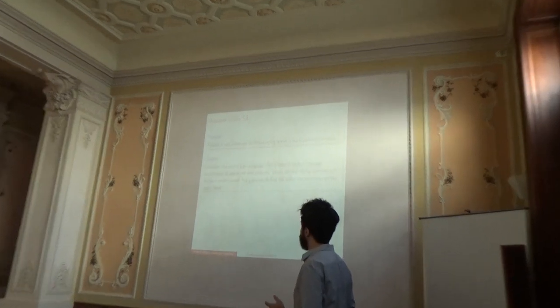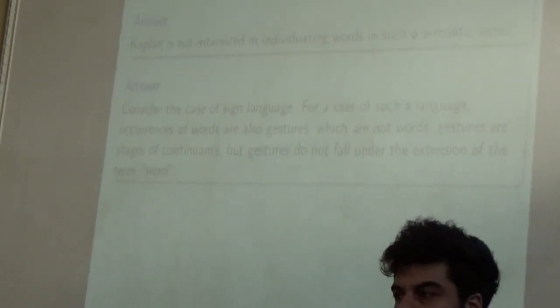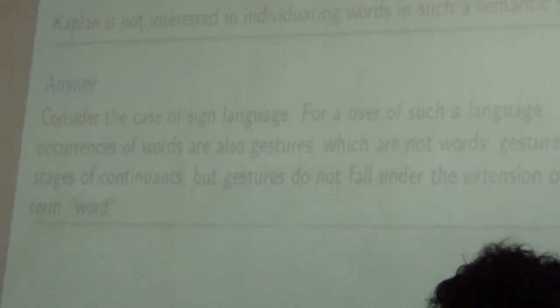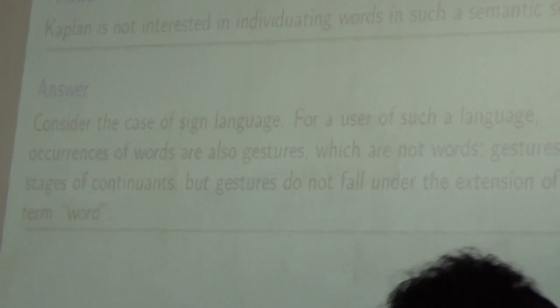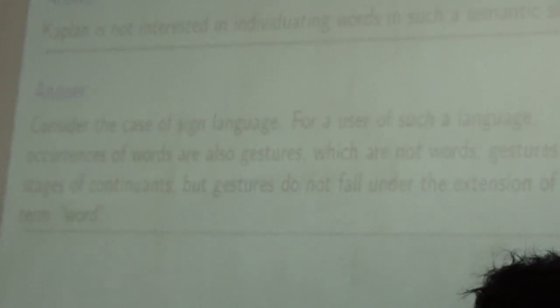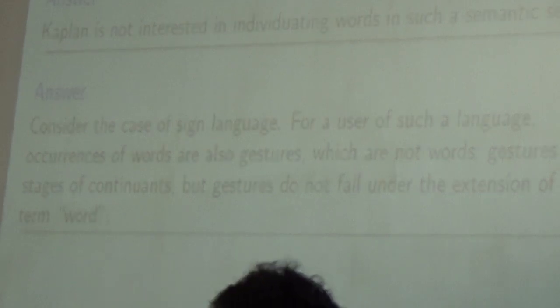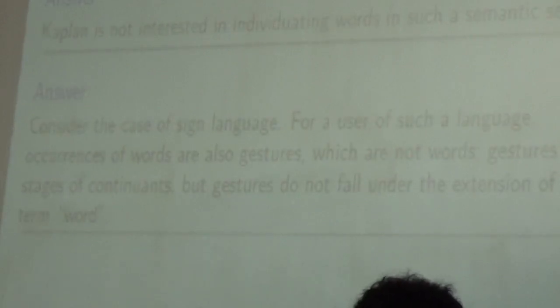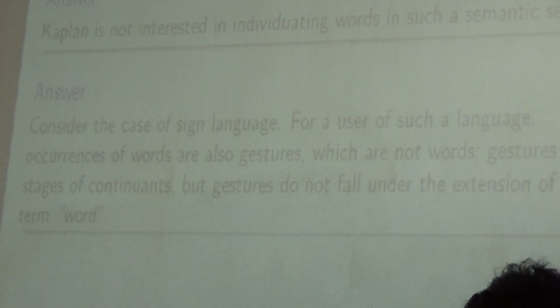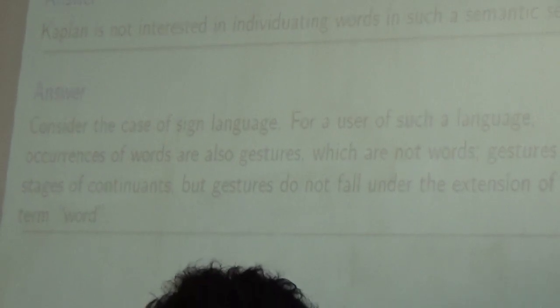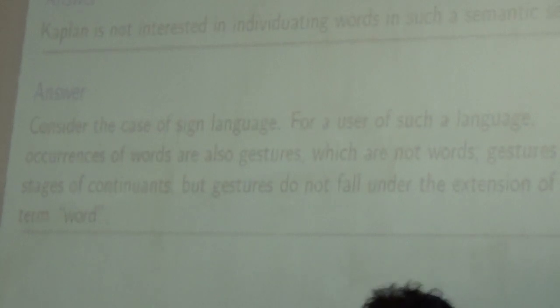And so consider the case of sign language. For users of such a language, occurrences of words are also gestures, okay? Which are not words. Gestures are stages of continuants, but gestures do not fall under the extension of the term word. I can produce a stage of the continuant dog by making some gesture, but I wouldn't use the term word to refer to my gesture. I would use the term gesture. And these are semantic concerns that Pence has, rightly, but it is not what Kaplan is about in this paper. He's not interested in explaining how we individuate words in this semantic sense.